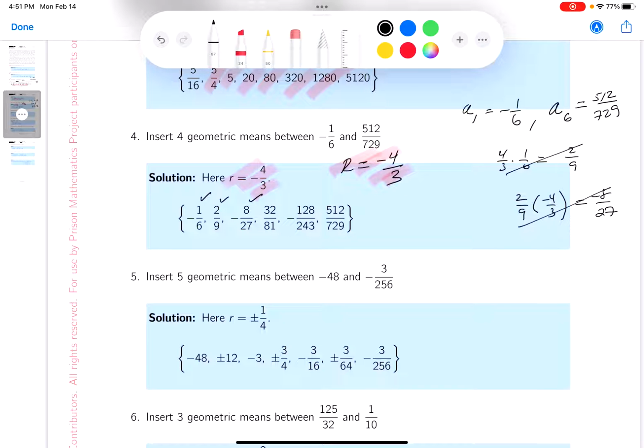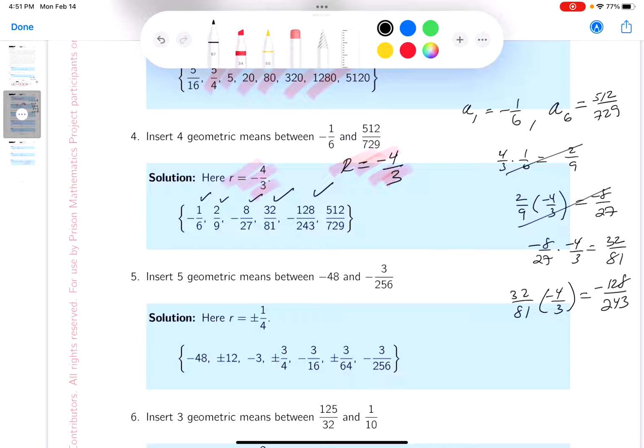Let's do the next one. Well, that's going to be minus 8/27 times minus 4/3. That's going to be 32 over 81. I see that right over there. All right. Let's do the next one. It's 32 over 81 times minus 4/3. What's that going to give you? Well, let's see, a negative number, 243 in the bottom. And 4 times 32 is going to be 128. I see that right over there.